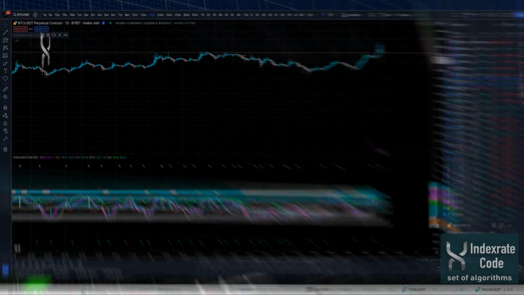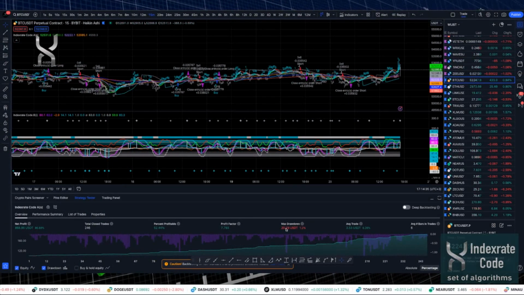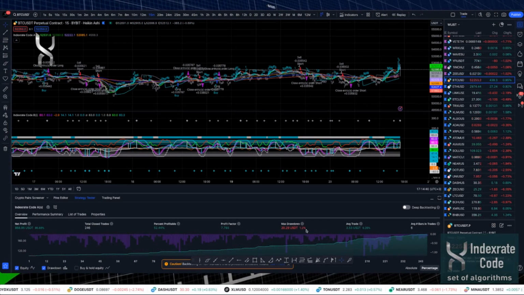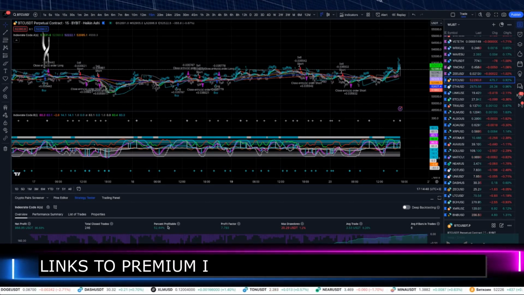After you have added it to the chart, your picture will look like this. There is a strategy tester at the bottom. In this tester, you have several key metrics. This is profit. This is the number of transactions. This is the percentage of profit.